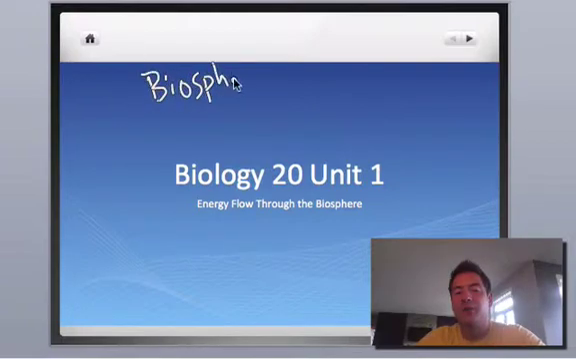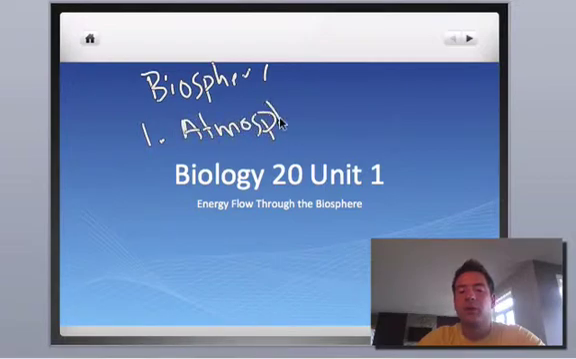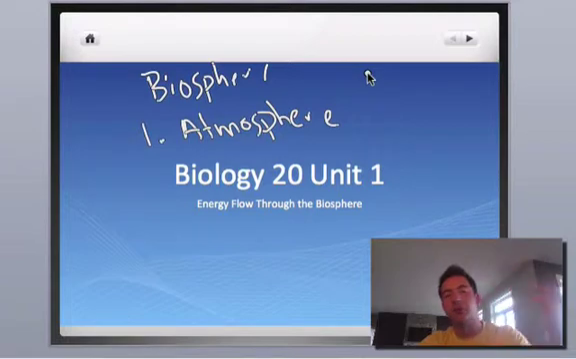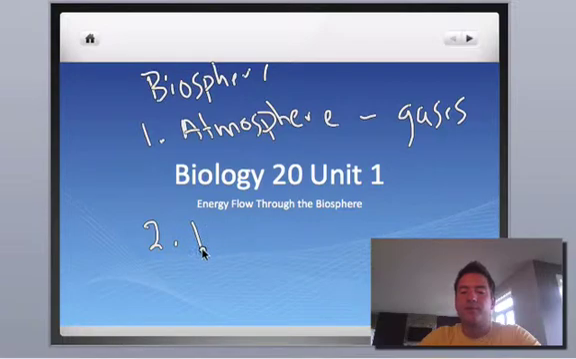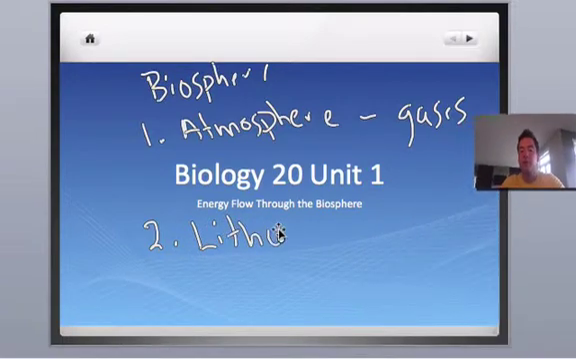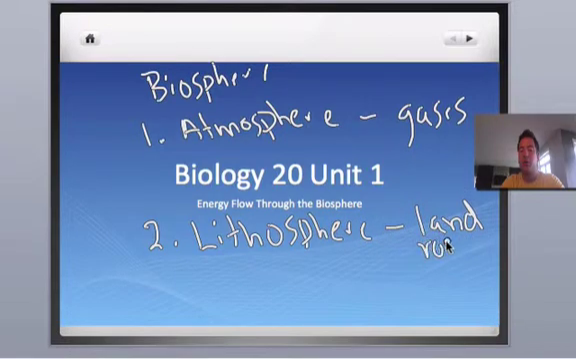Well, the biosphere has three components. Number one, the atmosphere. The atmosphere is all the gases surrounding the Earth, within about a 10-kilometer radius. That's your CO2 and other gases. Number two, the lithosphere. That's primarily your land, so mainly rock, your land and your rock.